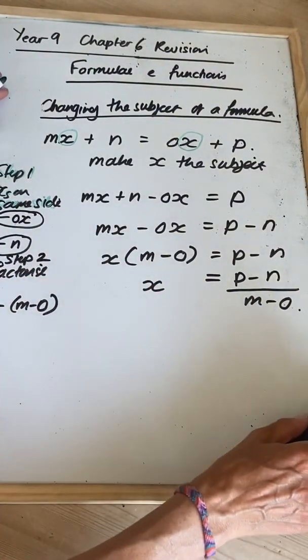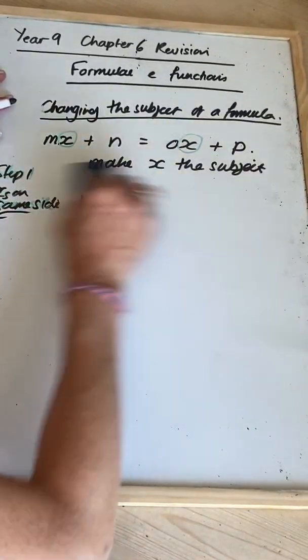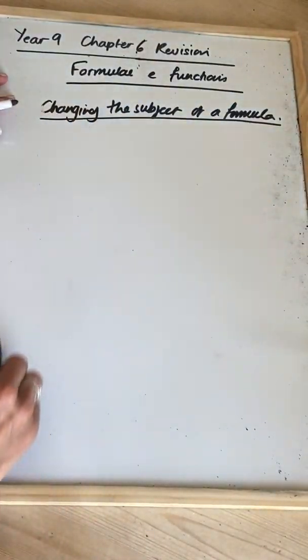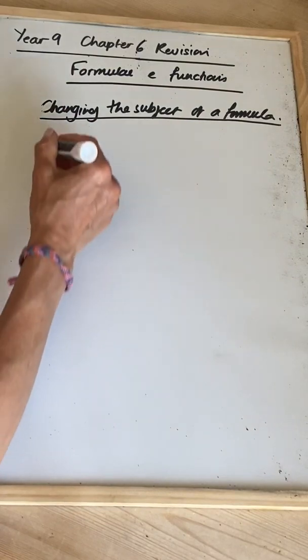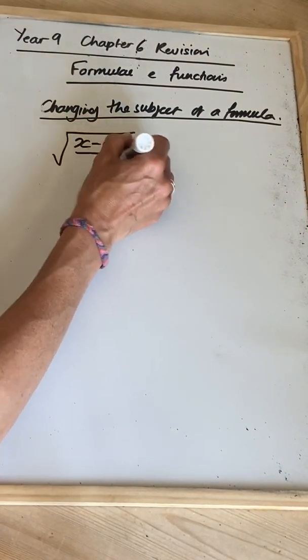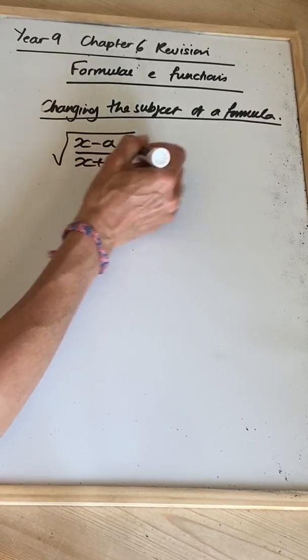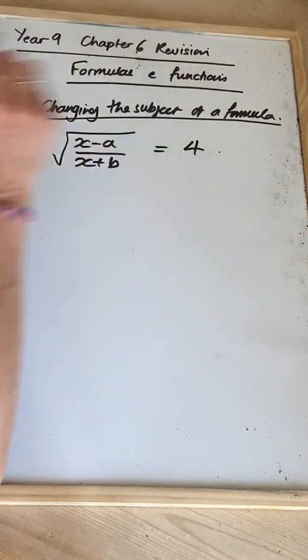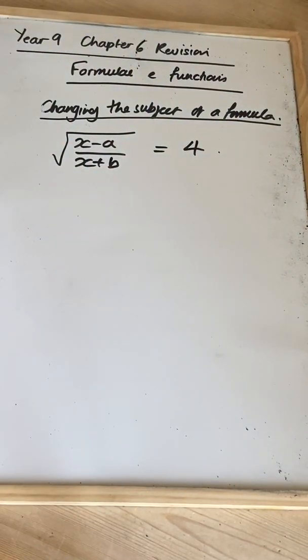I'm just going to do one more. So one more is just a little bit of a harder version of this. So here I've got the square root of x minus a over x plus b. Now this is going to take lots of steps to do, gents, so there's no shortcut here.